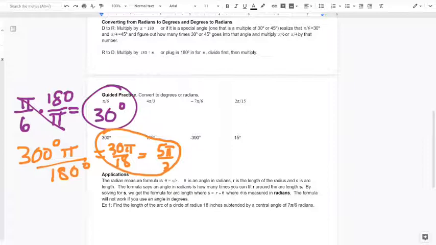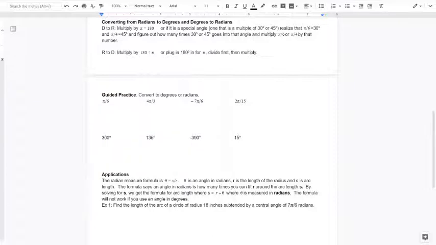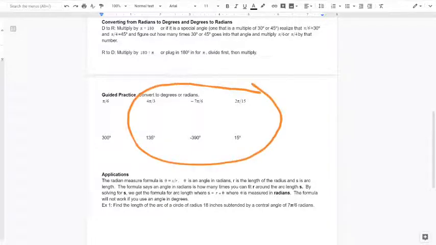There's going to be one more part to this video. I encourage you to try the other 6 right here, converting from radians to degrees and degrees to radians, and then the next video will show you how to do them.